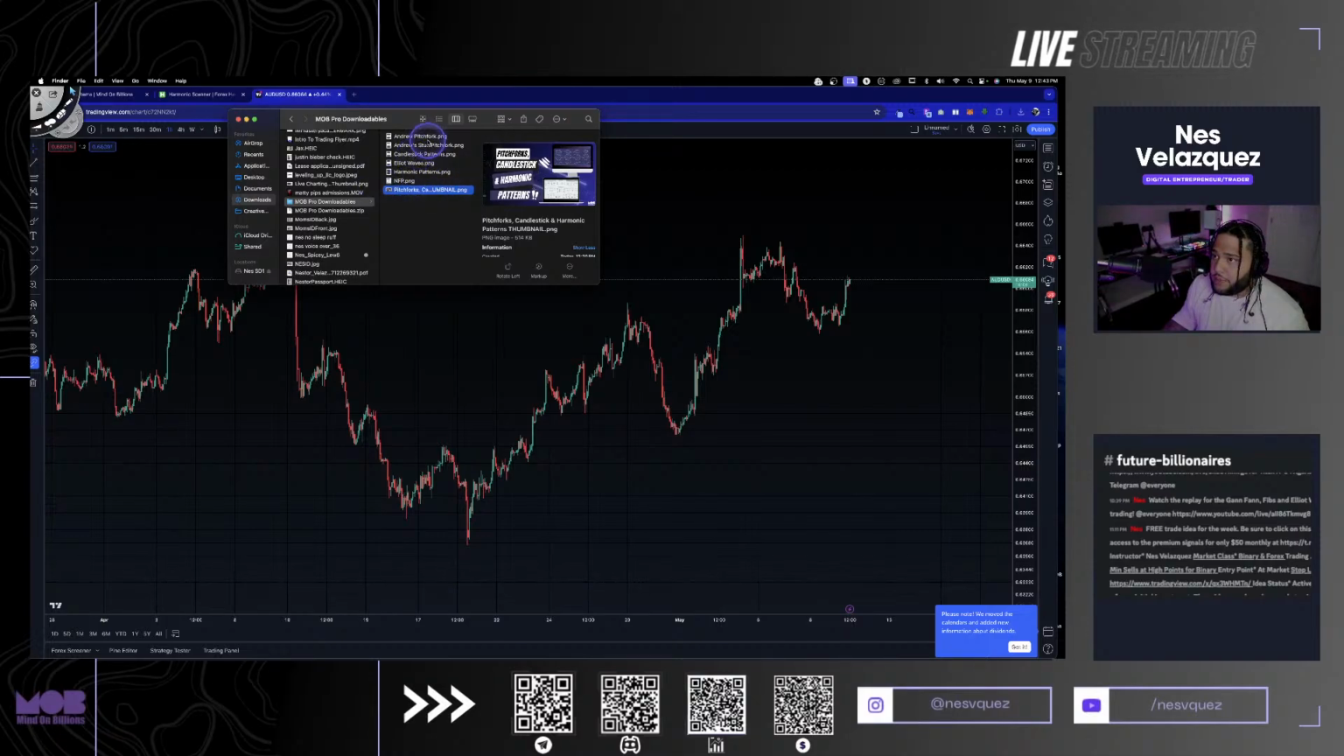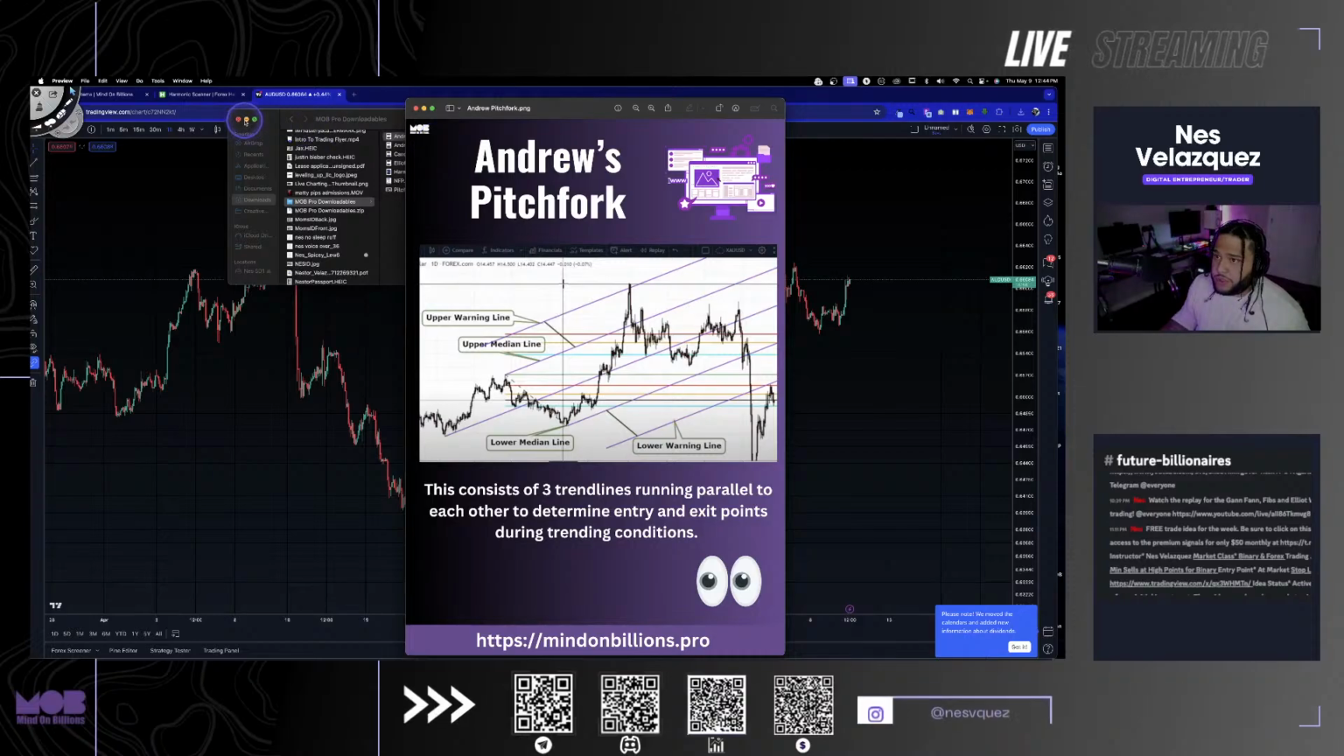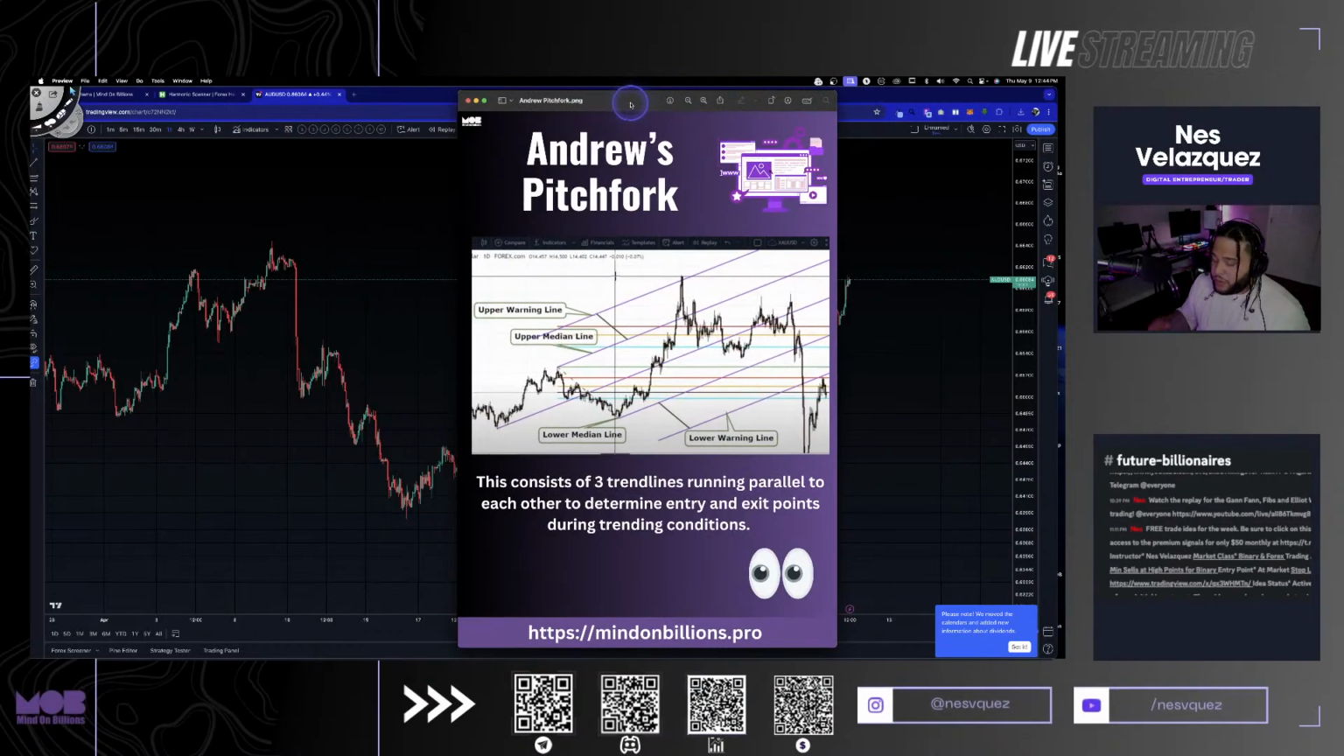Okay, we are talking about a few things here. Let's first start off with the Andrews Pitchfork. Okay. Andrews Pitchfork, which is the original Pitchfork. One of his students, Schiff, ended up creating his own version of Andrews Pitchfork, and we'll briefly touch on that a couple of moments after this, right?